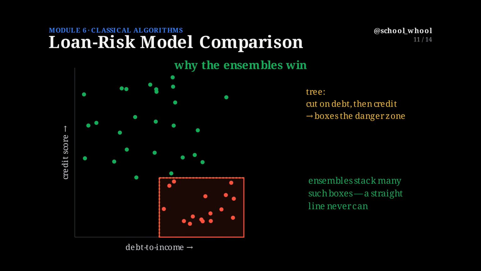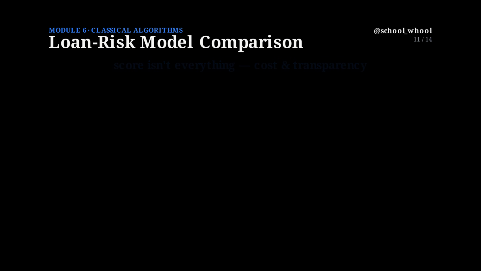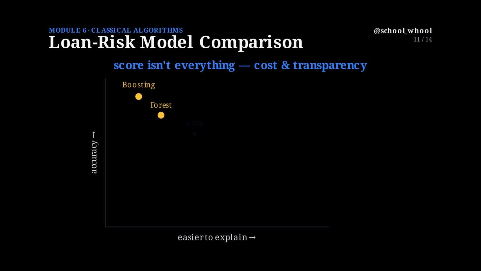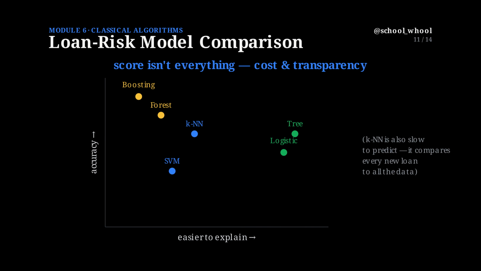Score is not the only axis. Each model also has a cost, and a very different level of transparency. Logistic regression and a single tree train fast and are easy to read. K nearest neighbors barely trains at all, but is slow at prediction time. It must compare every new borrower to the whole dataset, and the ensembles are the most expensive to train, and the hardest to explain. So the fastest, clearest model and the most accurate model are often not the same model. Which one matters more depends on the job.